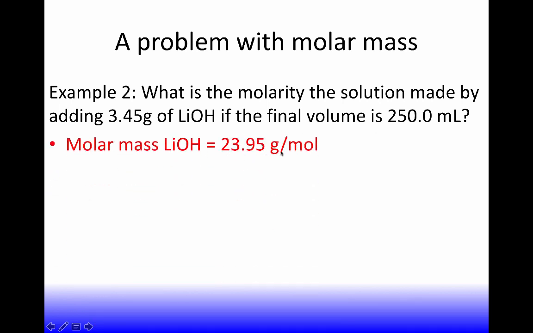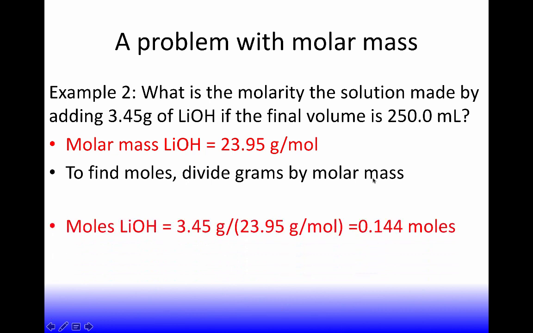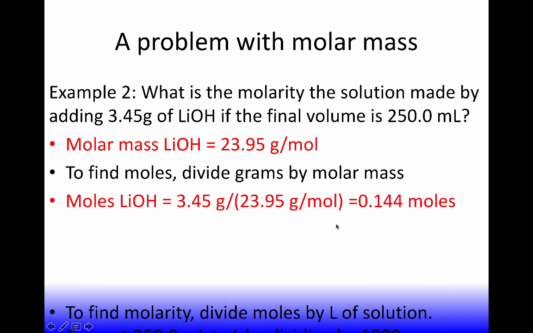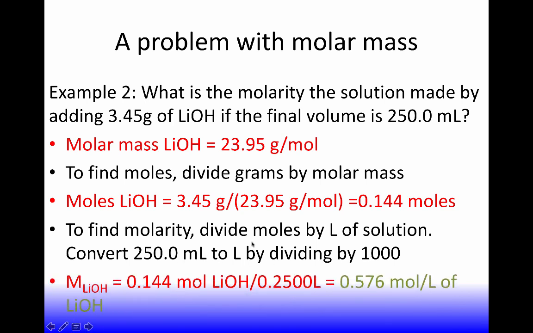So here's our molar mass. It's 23.95 grams per mole. To find the moles, we have to divide our grams by molar mass. So we find out that we've got 0.144 moles. And then to find molarity, we've got to divide by liters of solution. So we've got to convert our 250 mL by dividing by 1,000 to liters. And then finally we plug it in. So our molarity of lithium hydroxide is the number of moles divided by the volume in liters, and so our final answer is 0.576 moles per liter of lithium hydroxide.